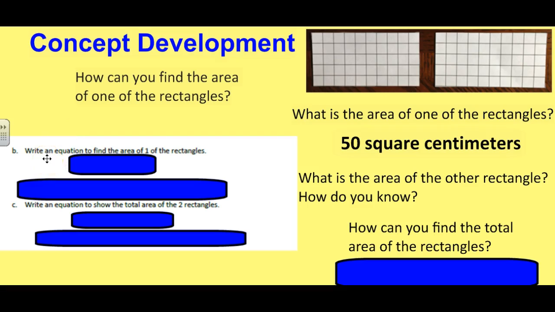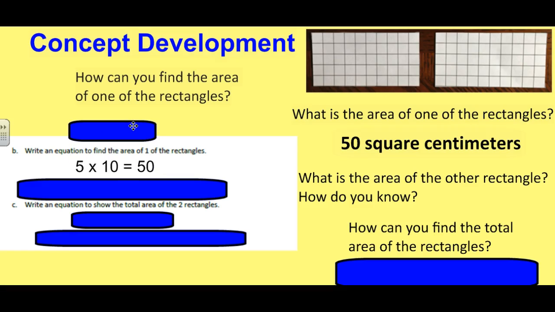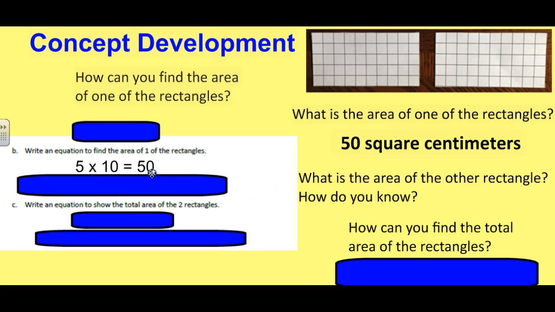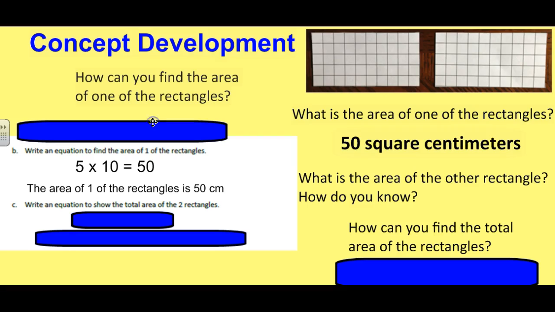Part B says write an equation to find the area of one of the rectangles. So you're going to do that, and then I also want you to write a sentence telling me what is the area of one of the rectangles. Whenever you have that done, push play to check your answer just for part B. The equation that you would have used is 5 times 10 is 50, just like we had discussed. And the sentence I was looking for is: the area of one of the rectangles is 50 square centimeters.